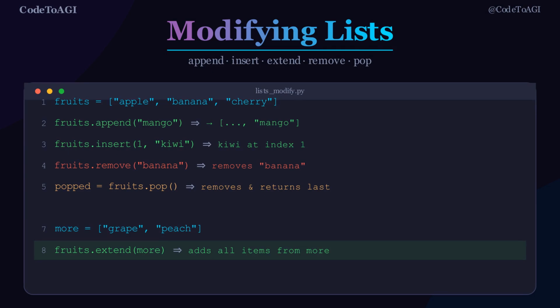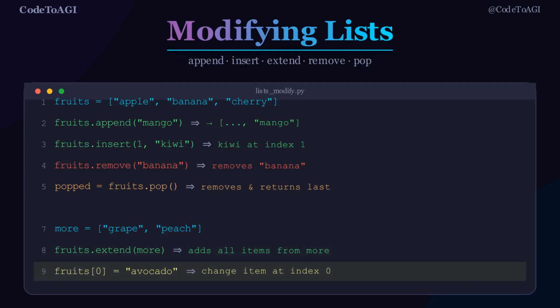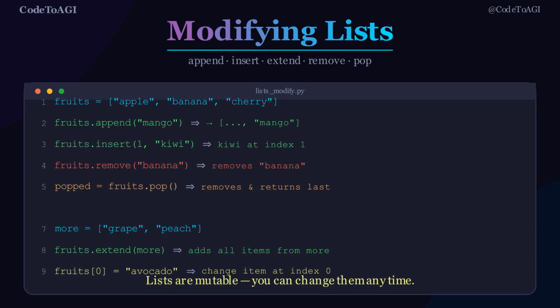Look at the examples. We start with fruits: apple, banana, cherry. After append mango, we have 4 fruits. After insert at index 1 with kiwi, kiwi is the second item. After remove banana, banana is gone. After pop, the last item is removed and returned. These 4 methods are the core of list manipulation.